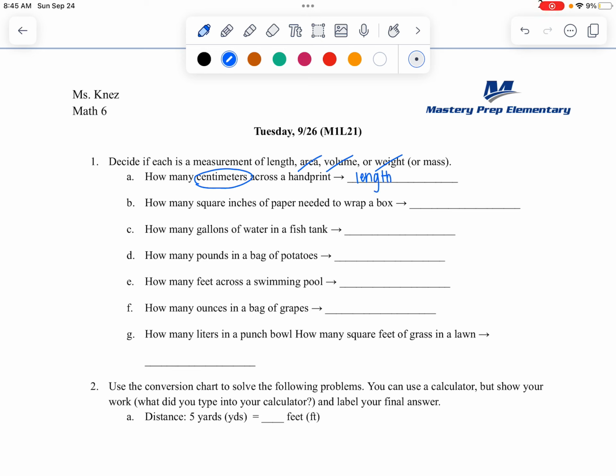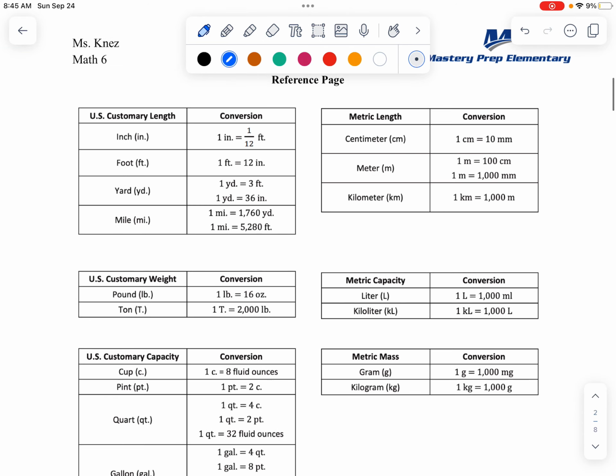For the questions in A, I encourage you to use your resources, like this page here. You see that centimeters shows up under metric length, so that can help you determine the length. You can also always Google these.